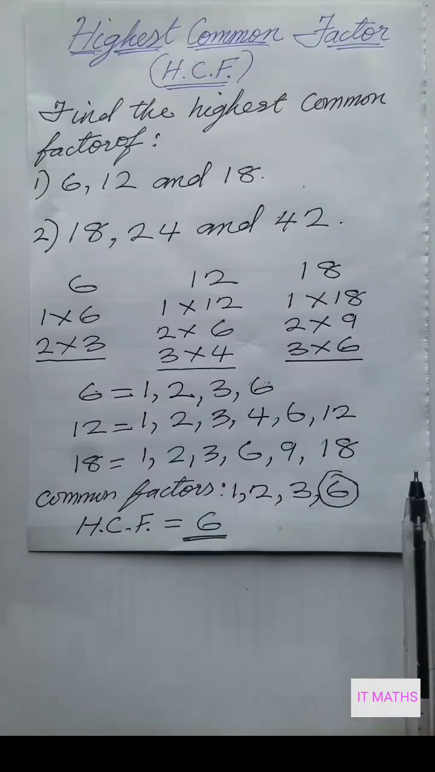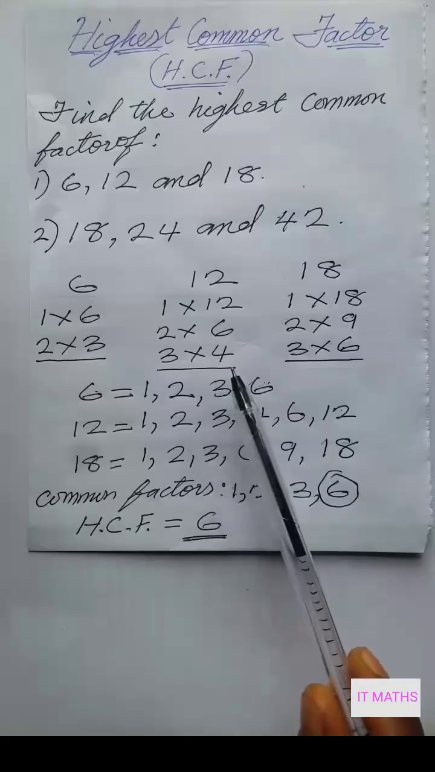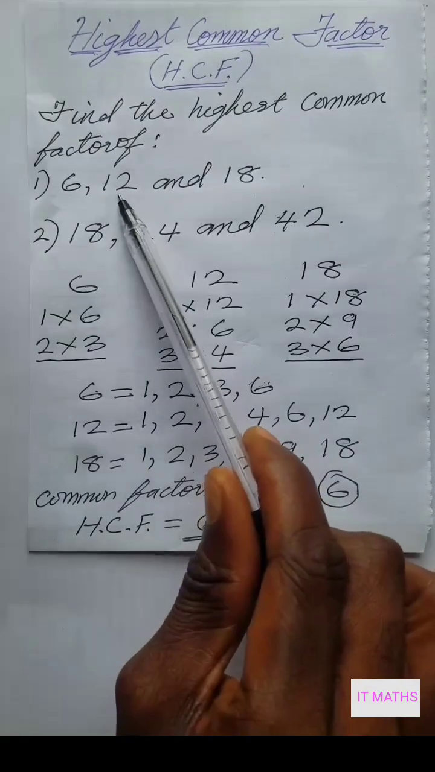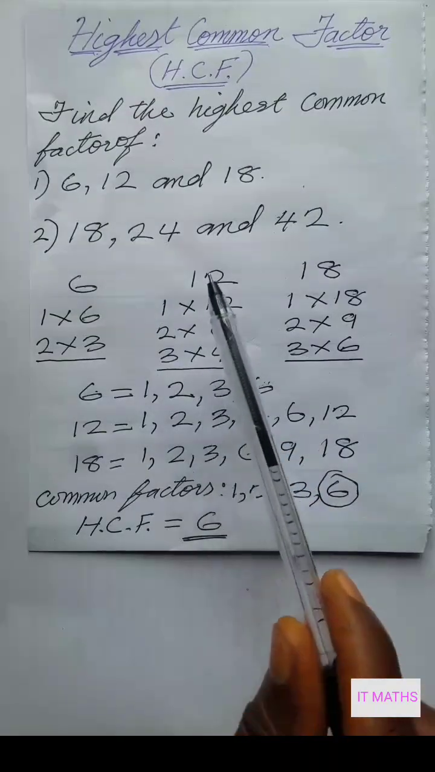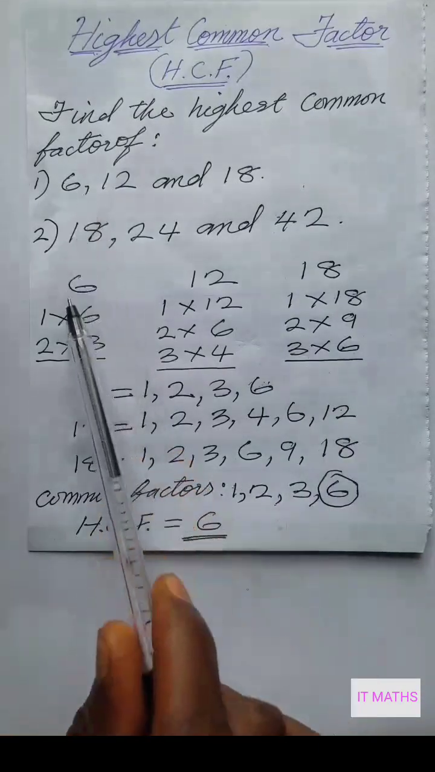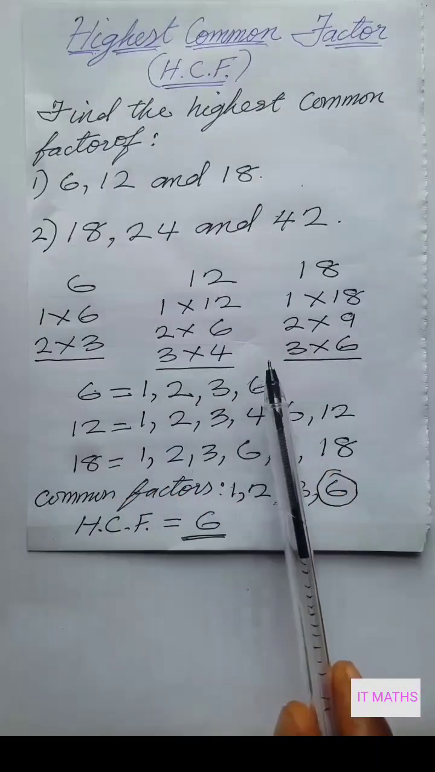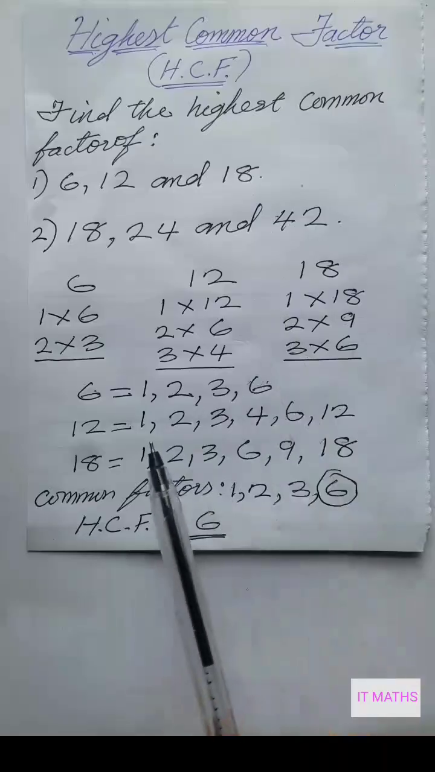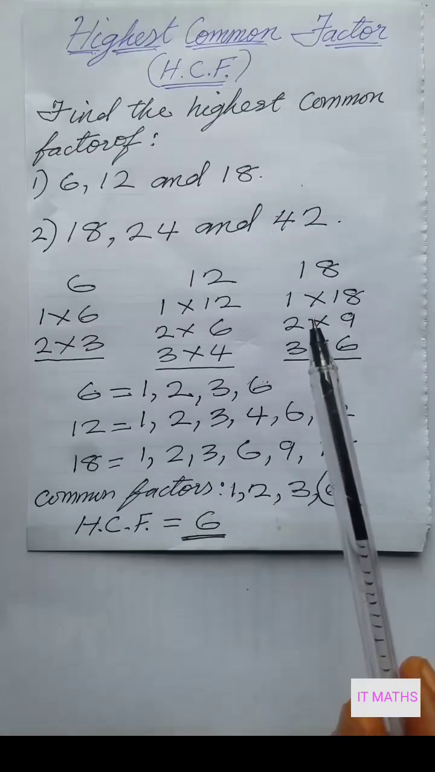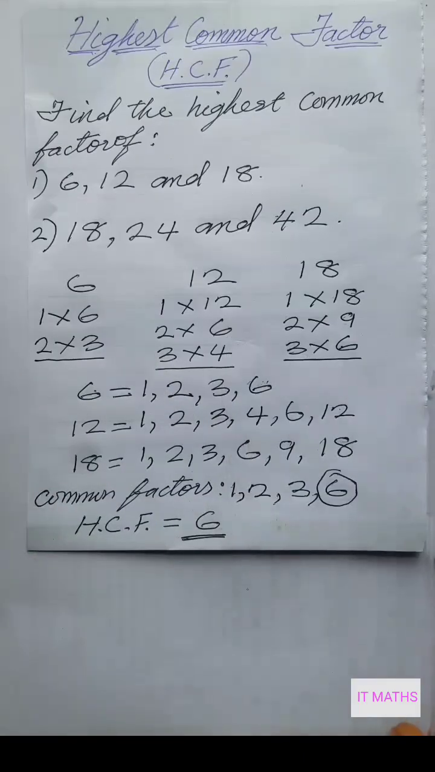In this second method, we are going to separately express 6 as a product of its prime factors. Then we go ahead to express 12 as a product of its prime factors, and then 18 as a product of its prime factors. When we've gotten all the separate factors for 6, 12, and 18, we now look at which ones are common. Then we proceed to multiply them to have our highest common factor.